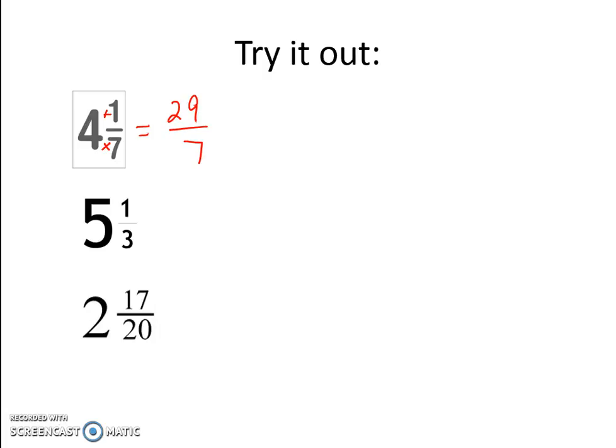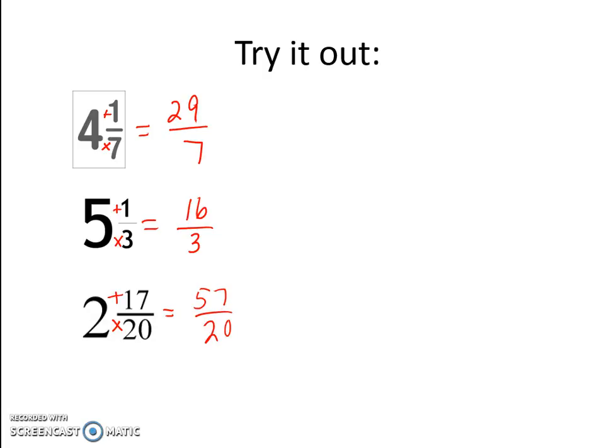Okay, let's review what you did. 3 times 5 is 15, plus 1 is 16. So 5 1/3 is the same as 16 over 3. The denominator stays the same. 20 times 2 is 40, plus 17 is 57. Over 20, so there you go. There is your improper fraction.